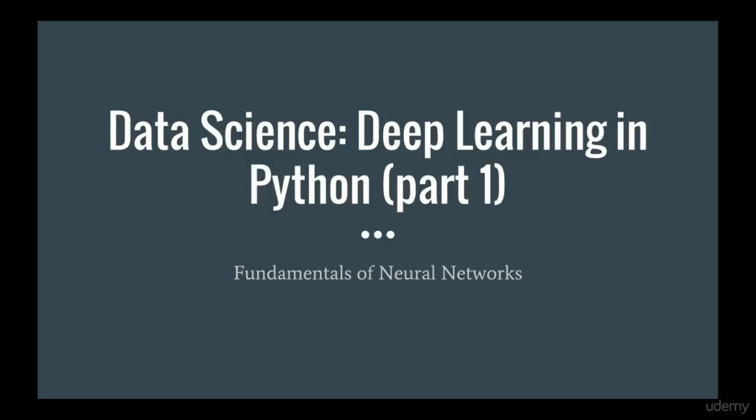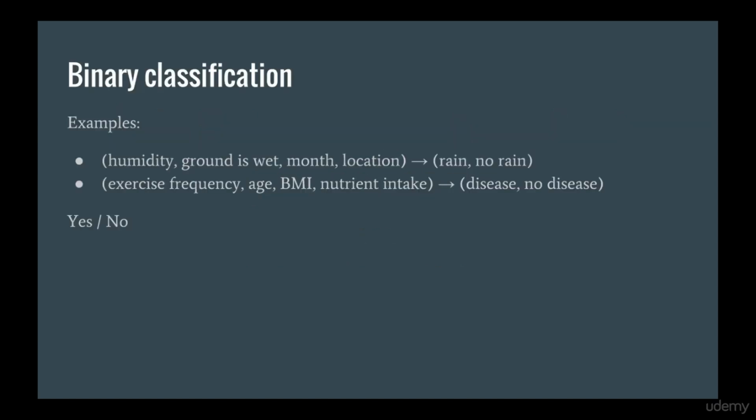Hey guys, and welcome back to Data Science, Deep Learning in Python Part 1. In this lecture, we're going to cover the problem: what happens if your output is more than two categories?